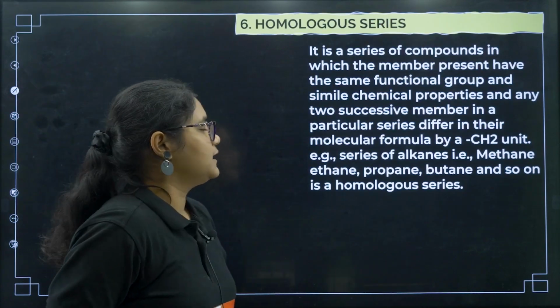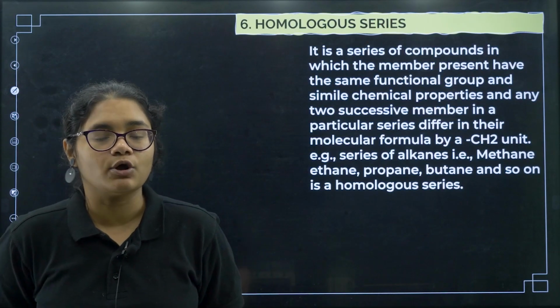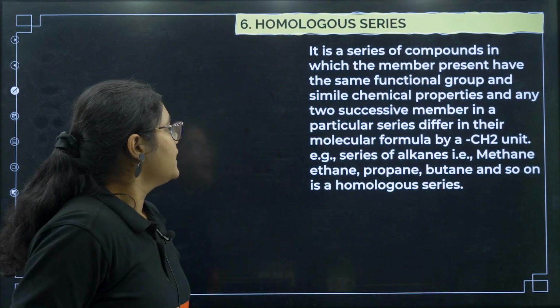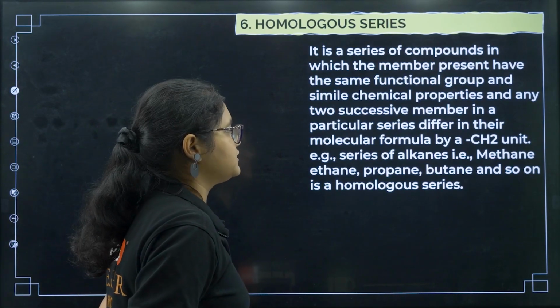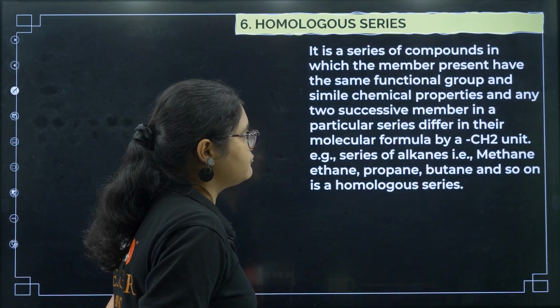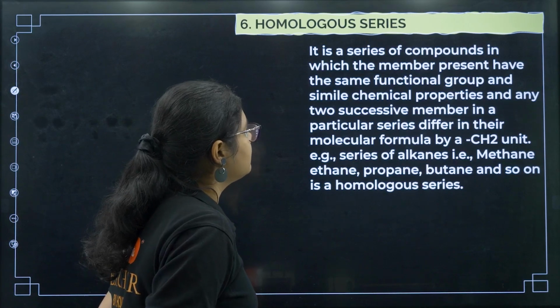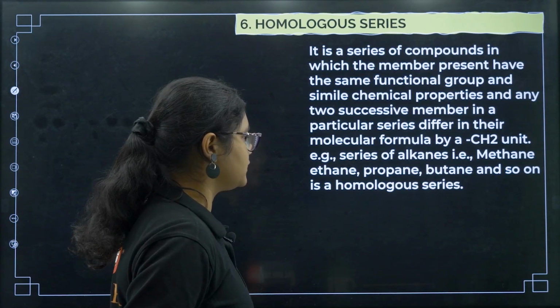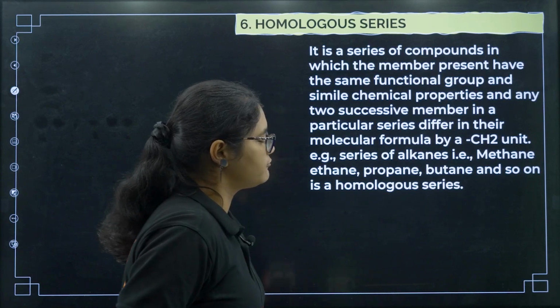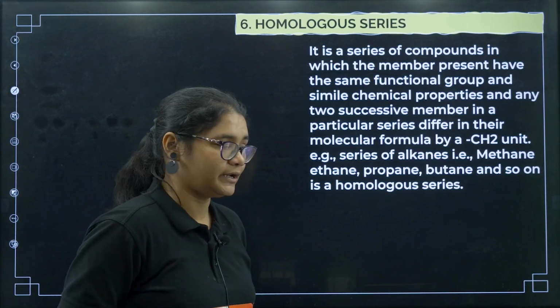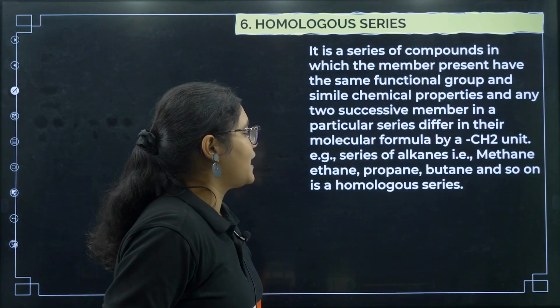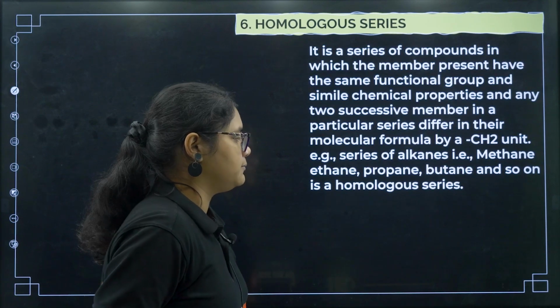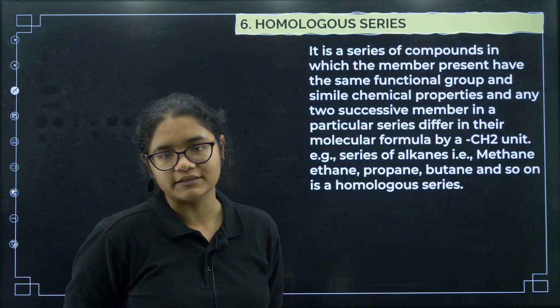Now coming to a very, very important topic, that is homologous series. It is a series of compounds in which the members present have the same functional group and similar chemical properties, and any two successive members in a particular series differ in their molecular formula by a CH2 unit. Example: the series of alkanes, methane, ethane, propane, butane and so on is a homologous series.